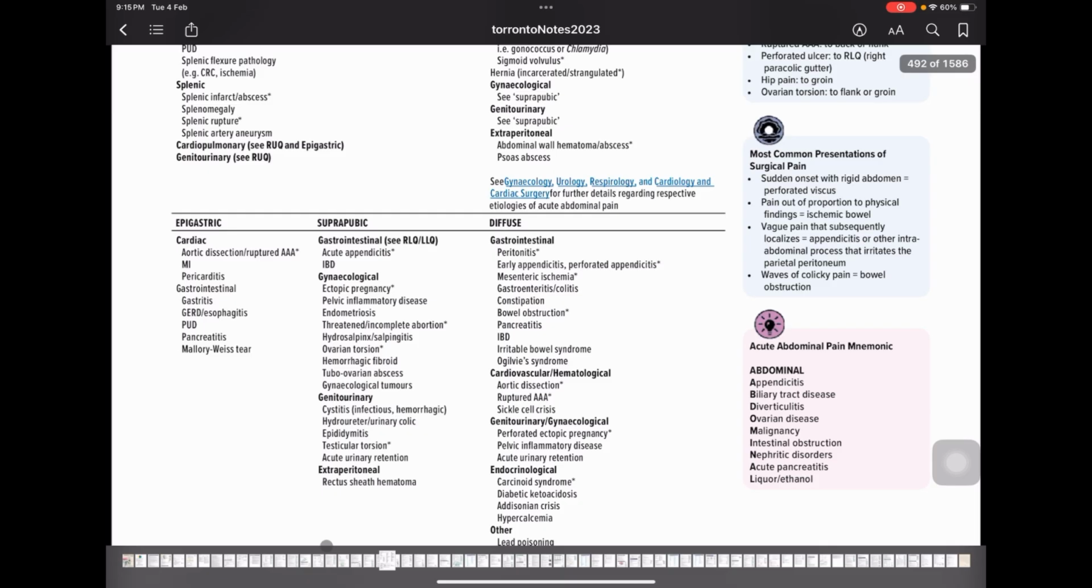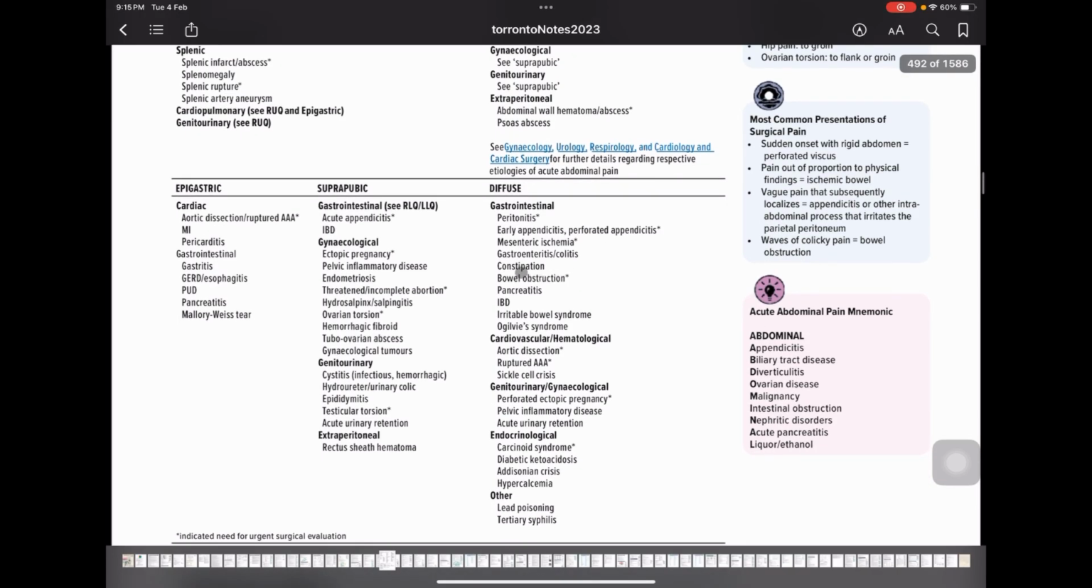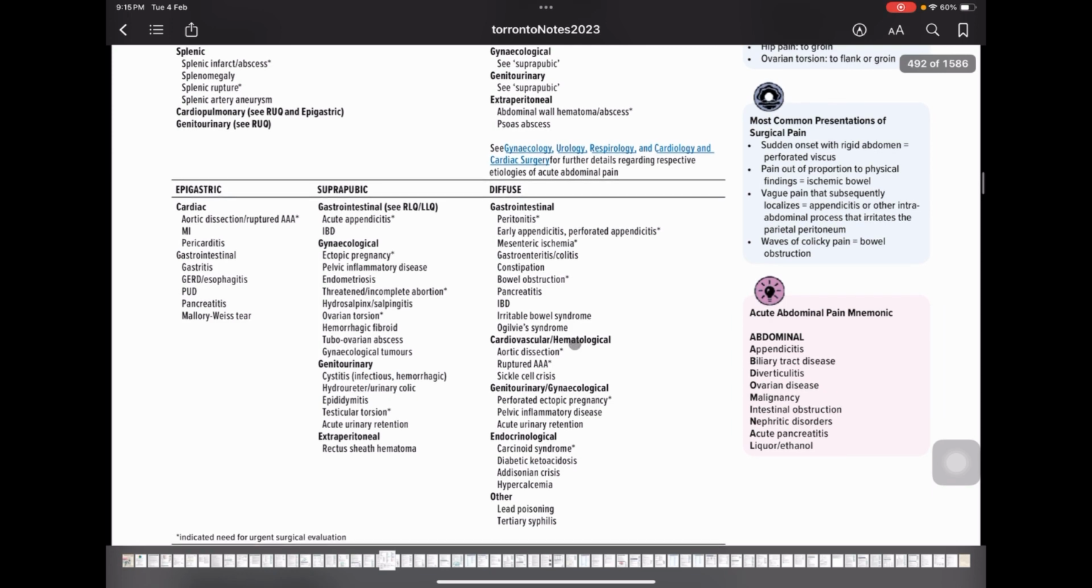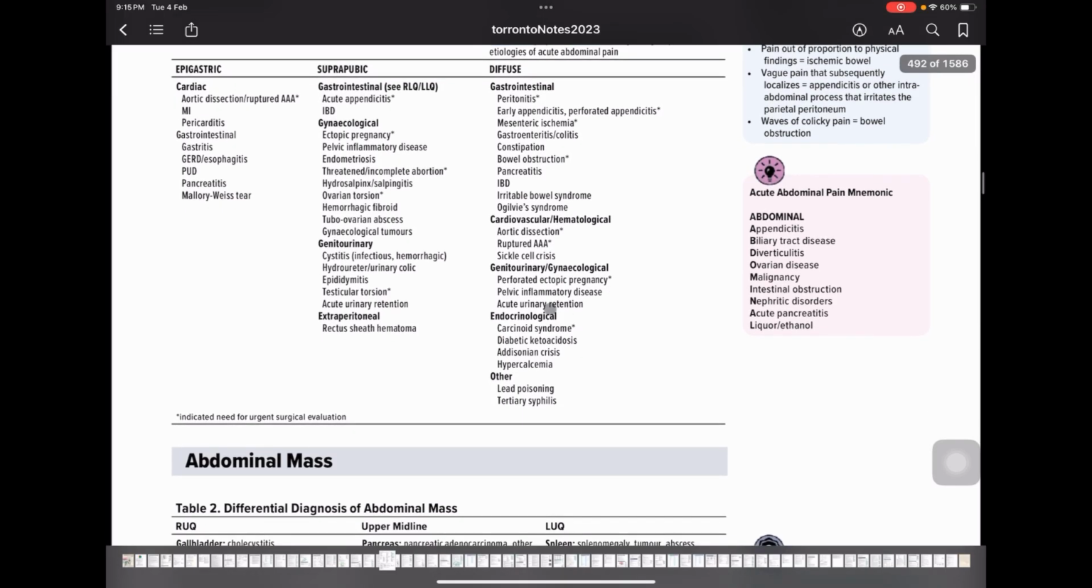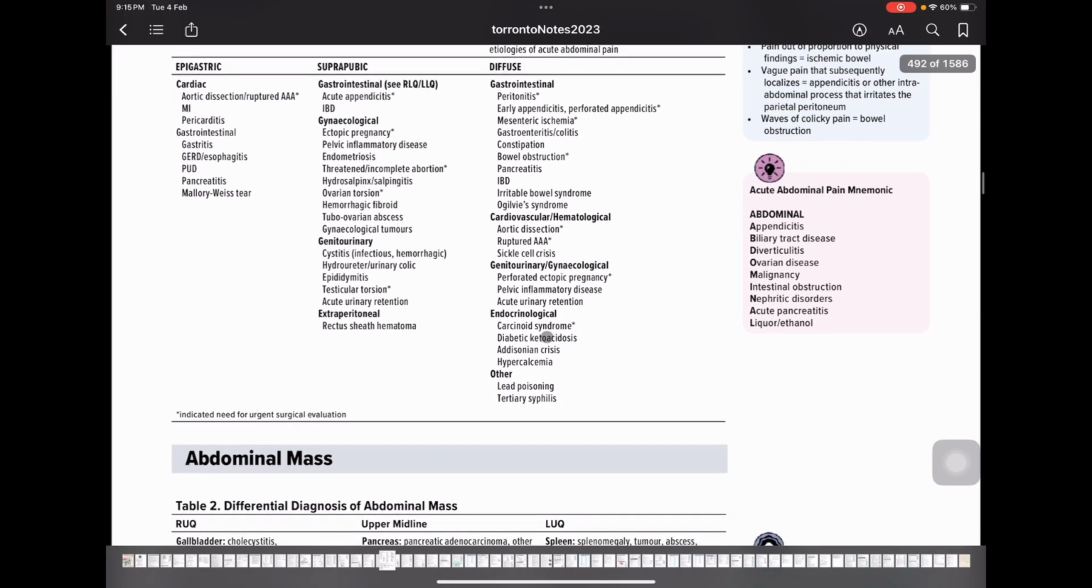So this would present with sudden onset of pain with swelling. Diffuse pain: peritonitis, acute early appendicitis, perforated appendicitis, mesenteric ischemia, gastroenteritis, colitis, constipation, bowel obstruction, pancreatitis, IBD, IBS, Ogilvie syndrome, cardiovascular like aortic dissection, ruptured aneurysm, sickle cell crisis, perforated ectopic pregnancy, PID, urinary retention, carcinoid syndrome, DKA, Addisonian crisis, hypercalcemia, lead poisoning, and tertiary syphilis.